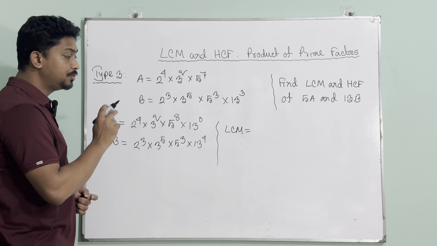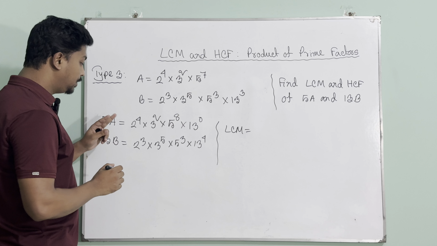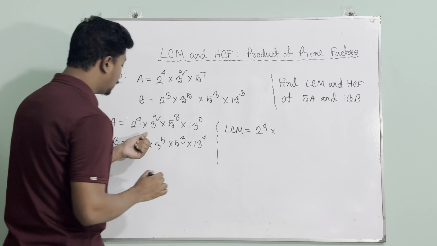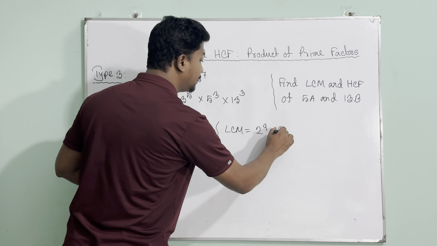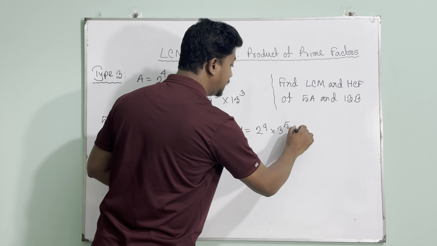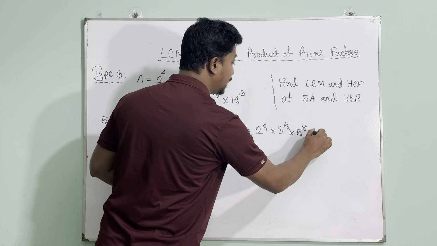For LCM, what do we take? We take the higher one. So which one is the higher one for 2? 2 to the power 4. The higher one in 3 is 3 to the power 5. The higher one in 5 is 5 to the power 8. And the higher one in 13, as we have seen, is 13 to the power 4 that we have got here by multiplying by 13. Okay, so that's your LCM.